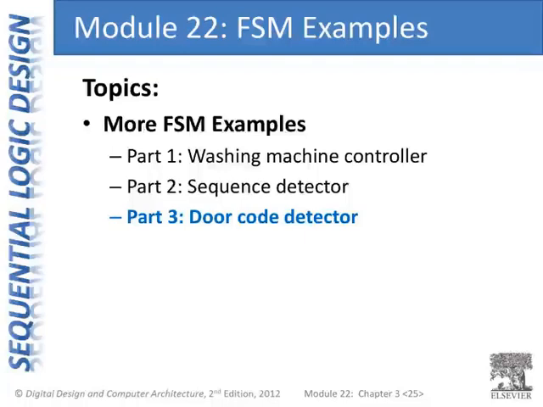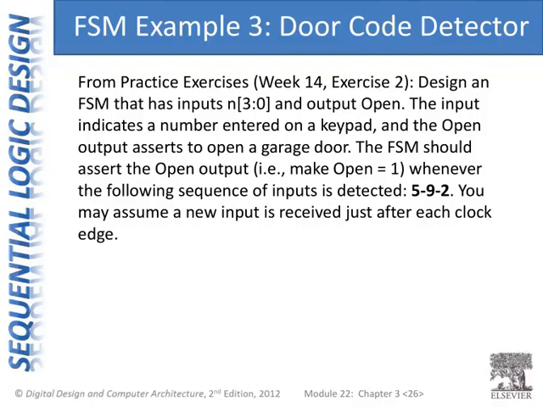Now, the third example we're going to do is a door code detector. This is the same as exercise 2 from the week 14 practice exercises. We're going to design an FSM, a finite state machine, that has one input, a 4-bit input N, and has one output, the output open. The input N indicates a number entered on a keypad, and the open output should assert to open a garage door. So the FSM should assert the open output whenever this given sequence is detected.